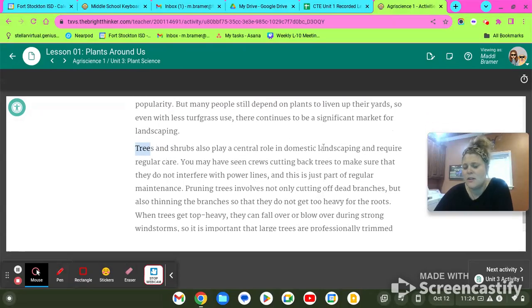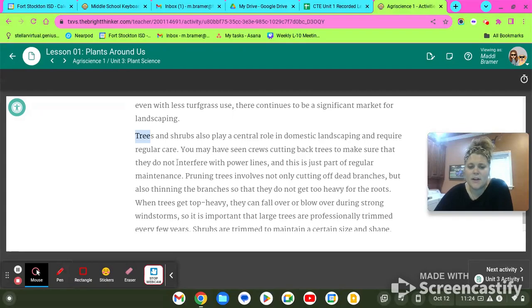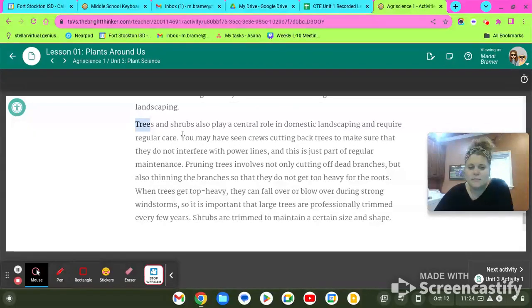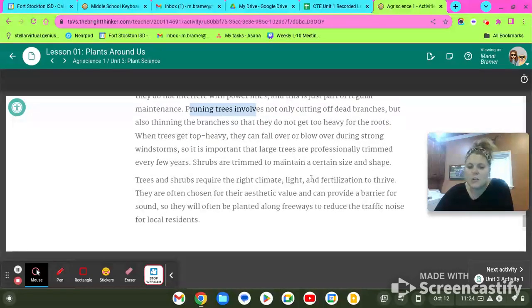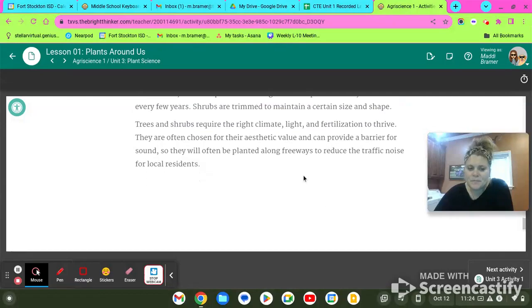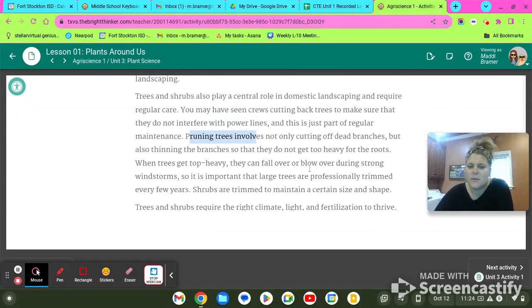That's also a big role in landscaping, and they require regular care. There are crews, people that are landscapers. That's what they do. They go to those buildings or businesses or homes, and they take care of those because trees have to be pruned, which means they cut off the dead branches and thin the branches so that the trees don't get too top heavy and they can grow better. Shrubs are trimmed and maintained to size or shape. So all of this is really important.